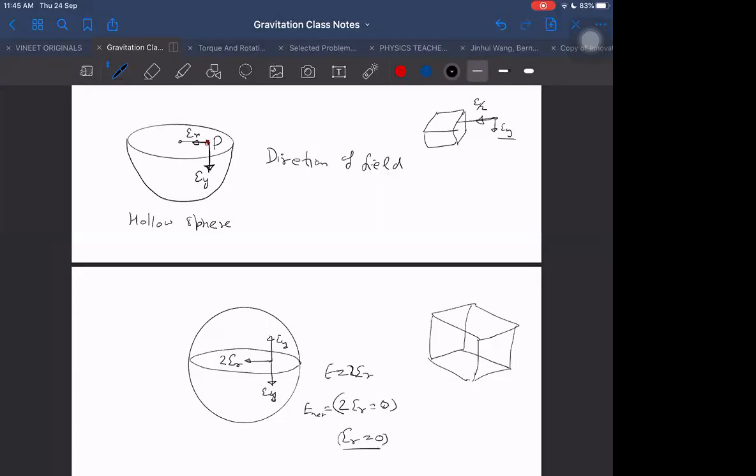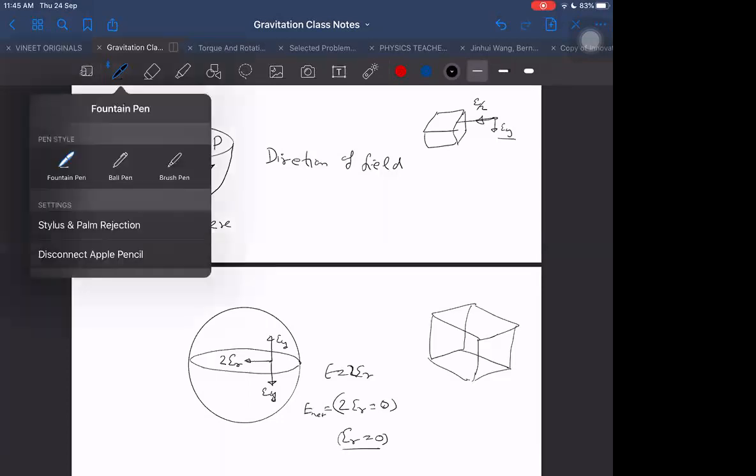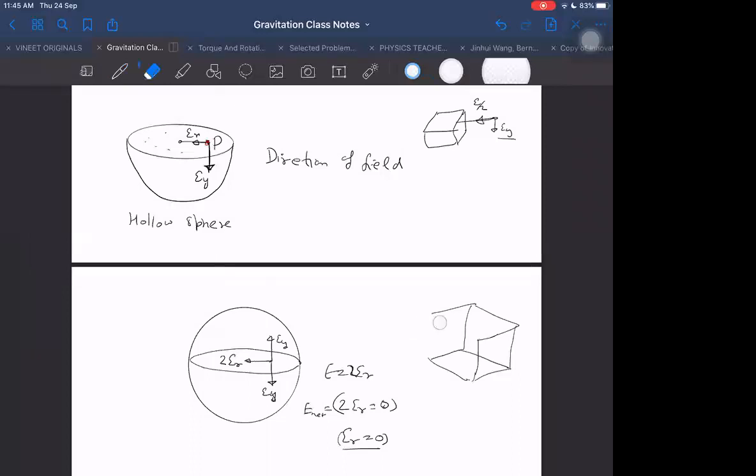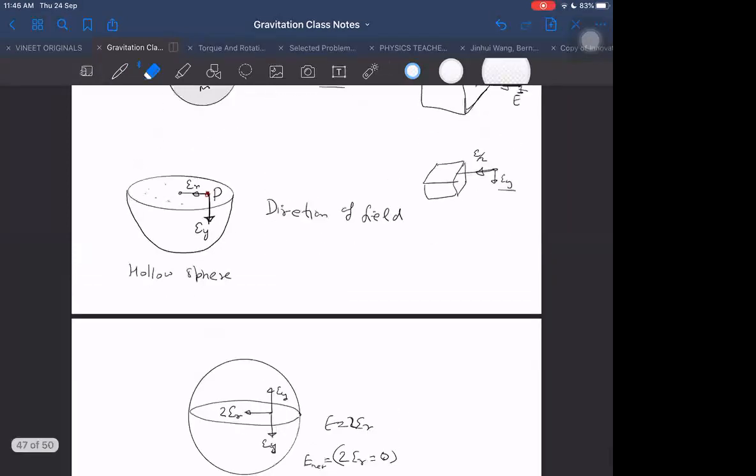Therefore, at any point on this open face, the field will be just vertically downwards along the axis, and it will not be in any other direction. It will not be in the radial direction. It will be just along the axis. That is an interesting thing actually, very interesting and a very simple reason for that.